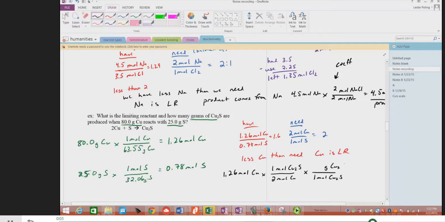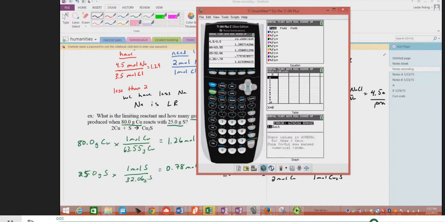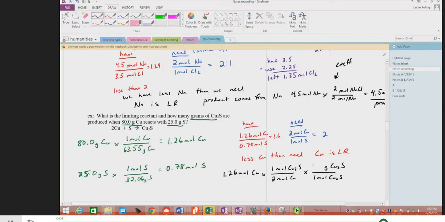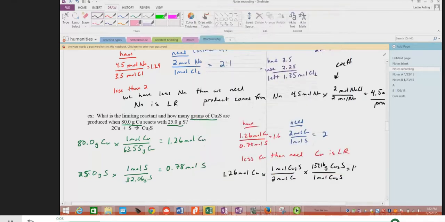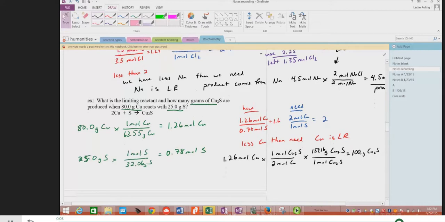We need to add up that molar mass. 63.55 times 2 plus 32.06 gives 159.16. So that's going to be times our 1.26 moles and divided by 2. So we have 100 grams.